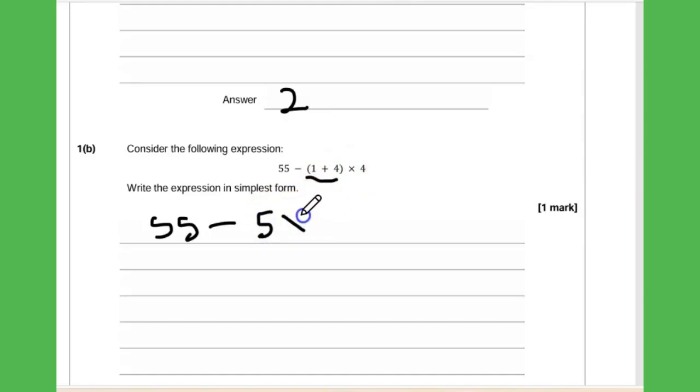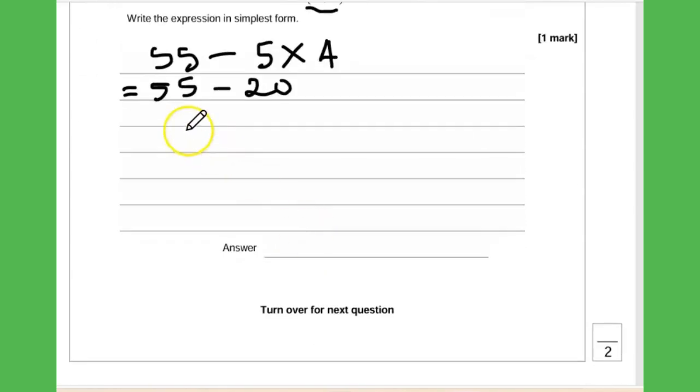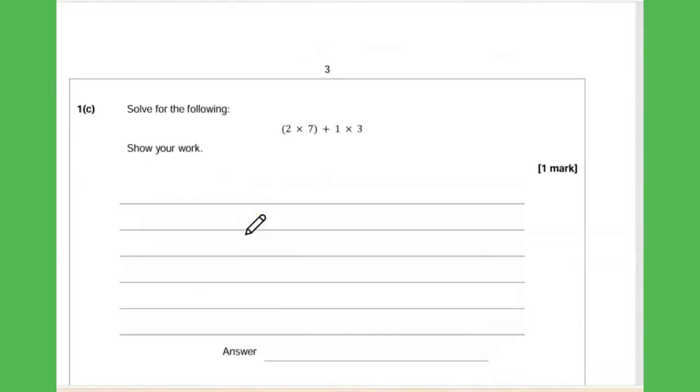We're going to have 5 times 4 first. So we're going to have 55 here. That will be equal to 55. Then minus 5 times 4, which is 20. Now at this point we can subtract 55 minus 20. Obviously that will give us what? 35. So we write out 35 here. So let's go to the next question.